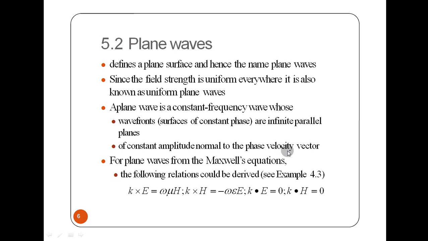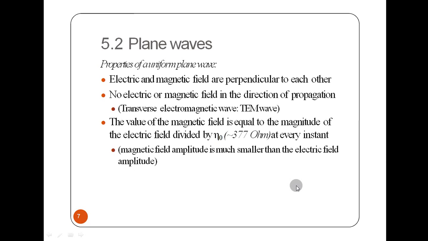Since the field strength is uniform everywhere, it is also known as a uniform plane wave. A plane wave is a constant frequency wave whose wavefronts are infinite parallel planes of constant amplitude normal to the phase velocity vector. For plane waves, from Maxwell's equations, the following relation could be derived, which we have already discussed.